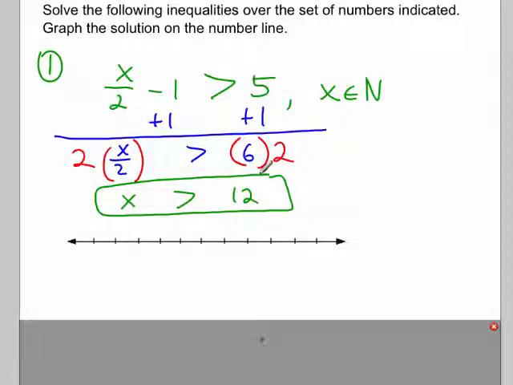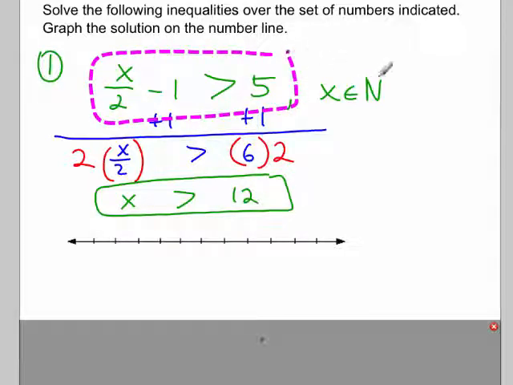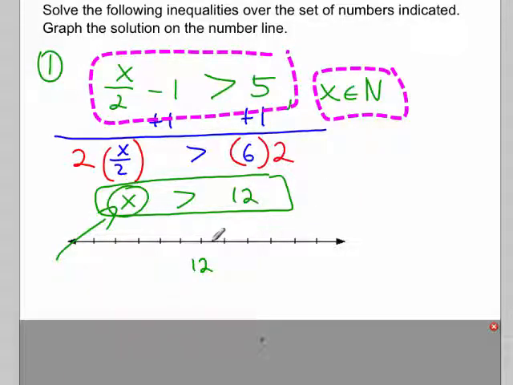solution. Any x value greater than 12 will make my original statement true, as long as x is a natural number. So I want the natural numbers that are greater than 12. Natural numbers again are 1, 2, 3, 4, 5, the counting numbers. So the first thing you would think about would be 12. Let's put 12 on the number line. But 12 is not greater than 12, so it is not part of my solution. So the first number that is would be 13, then 14, 15, 16, etc. And we'll just put that to show its pattern is continuing in that way.